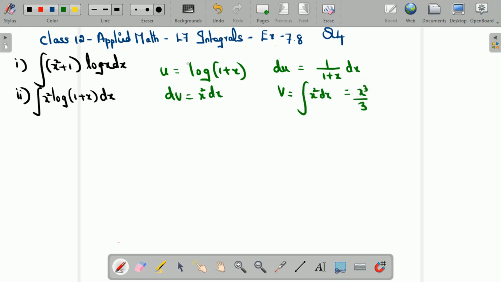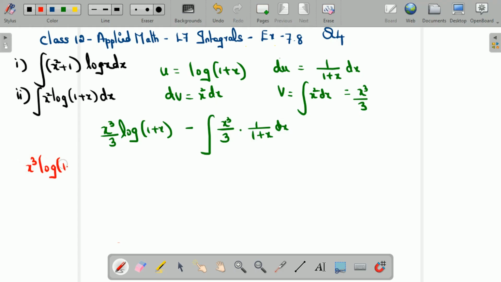Now let's write it out in the formula. So uv, which means x cubed by 3 log of 1 plus x minus integral v du. So it is x cubed by 3 into 1 by 1 plus x dx. I'm going to take the 1 by 3 outside here. So this will become x cubed log of 1 plus x, the whole thing by 3, minus 1 by 3 integral x cubed divided by 1 plus x dx.